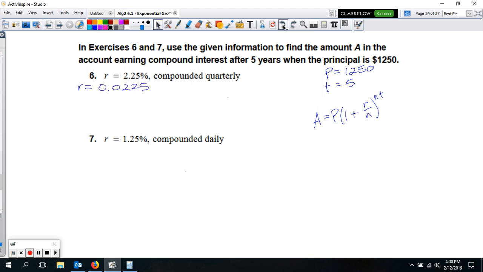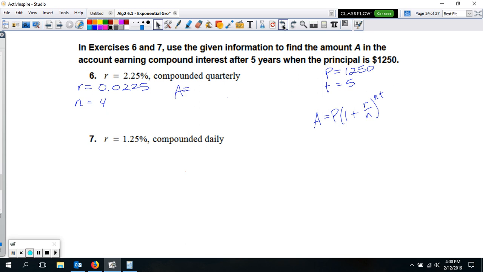So to start off with number 6, our rate, we have to change that into a decimal, so we're going to move the decimal to the left 2 places, so 0.0225. And then our compounded quarterly, just like I had you write down before, make sure you write those down underneath that compound interest formula, this one's 4 times a year, quarterly is 4 times, so n is 4 on this one.